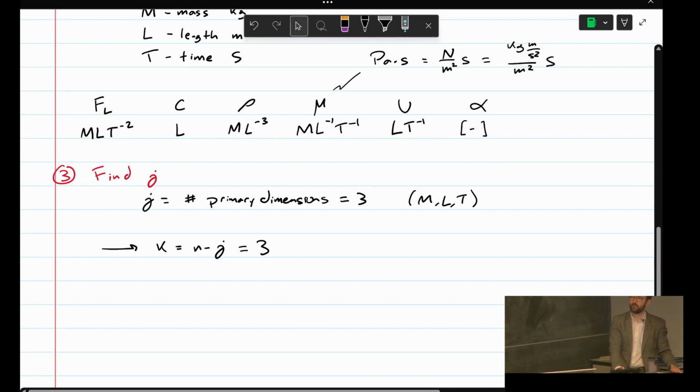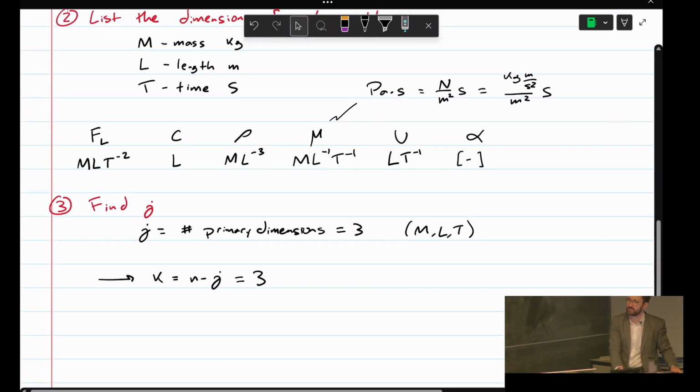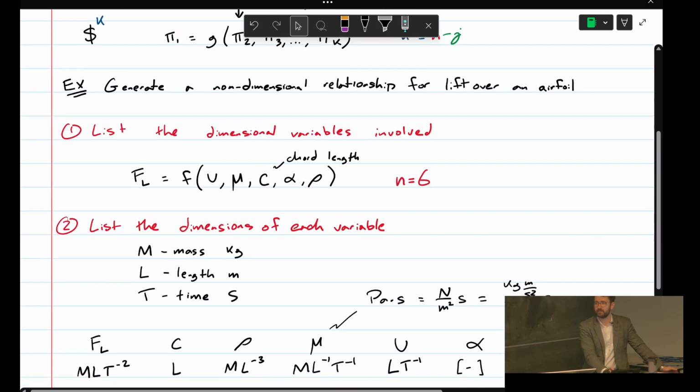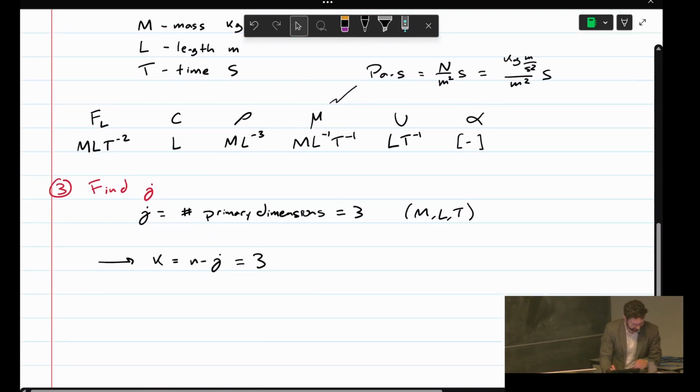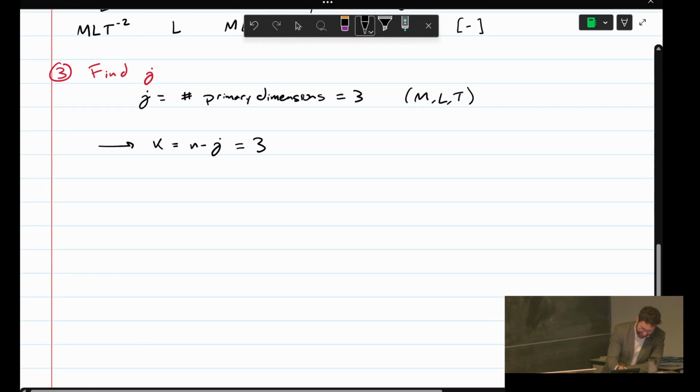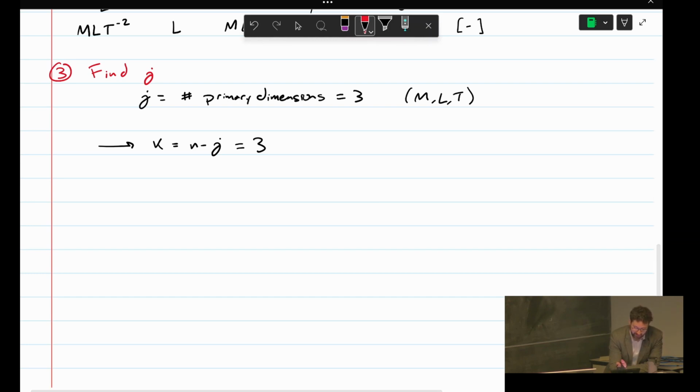Does anyone have questions about why K is 3 here? Why N is 6? Why J is 3? No? Okay. I know 6 minus 3 isn't the hard part of this problem. Okay, so we found K. So we expect to form 3 dimensionless groups. That's what that means.